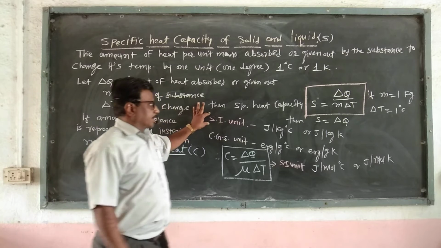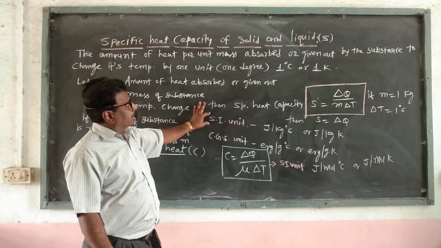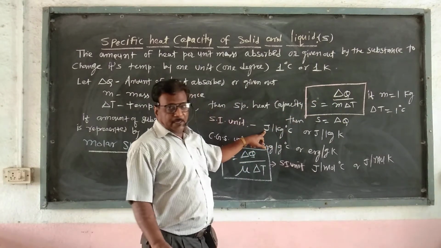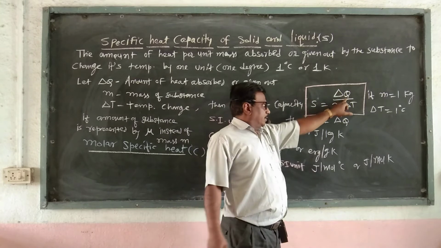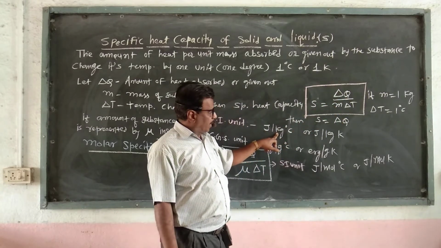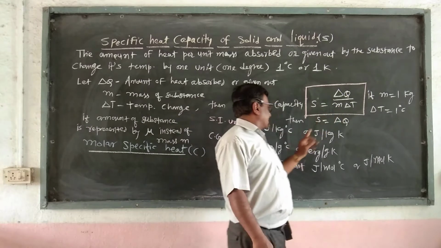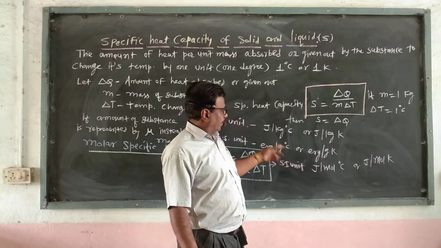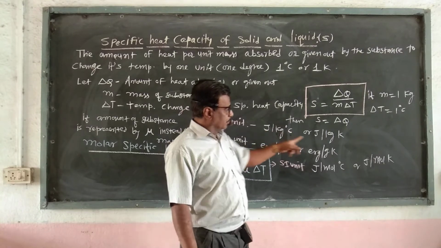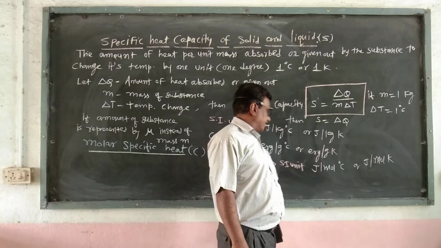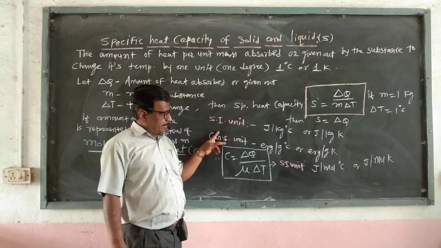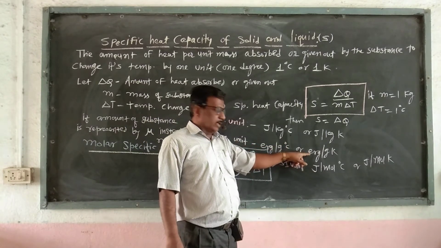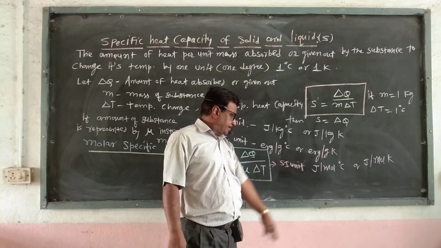Now we find its SI unit. The SI unit of specific heat capacity: delta Q is represented in joule, mass in kilogram, and change in temperature in degree Celsius, or we can give the SI unit as joule per kilogram Kelvin. Similarly, its unit is given as erg per gram degree Celsius or erg per gram Kelvin.